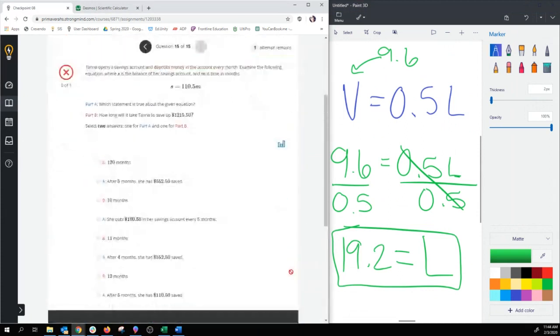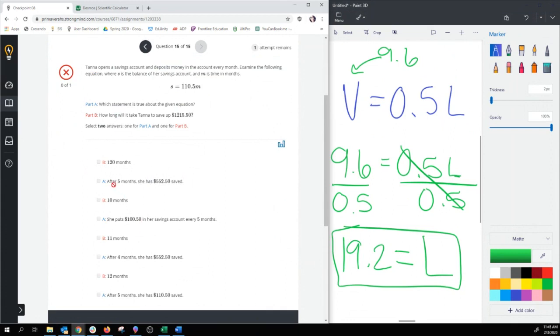Next one is 15. This one says that Tana opens a savings account and deposits money in the account every month. Examine the following equation where S is the balance of her savings account and M is time in months. Okay, so it gives us this equation here. Part A says, which statement is true about the equation given?